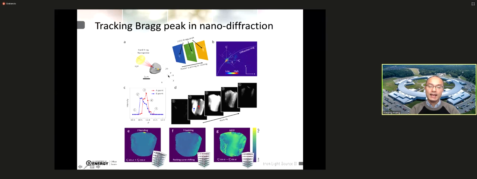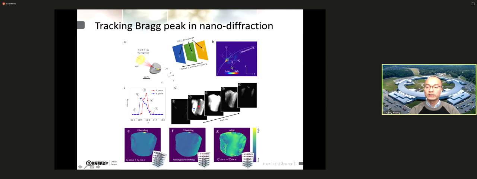So if we plot the rocking angle that gives the maximum intensity for each pixel, we can obtain a map that represents how the crystal is twisted along the y-axis. And then after we find at each scan position where the Bragg peak is, we can decompose the position of the Bragg peak into two directions. One is along the powdering direction, another one is perpendicular to the powdering direction.